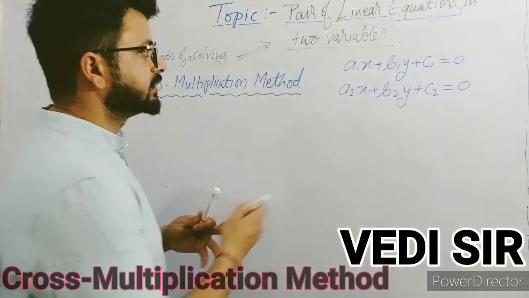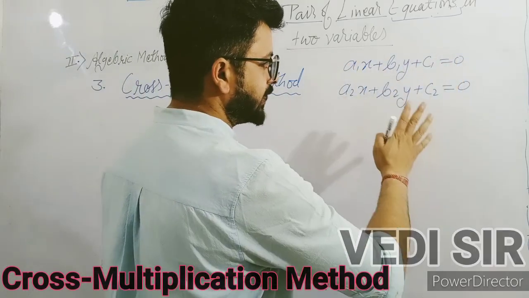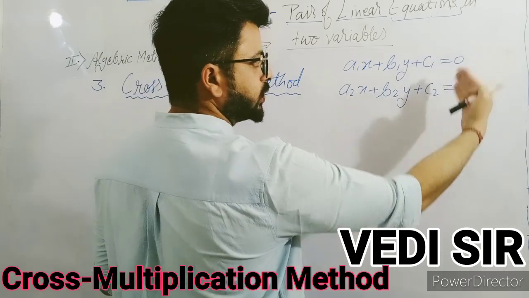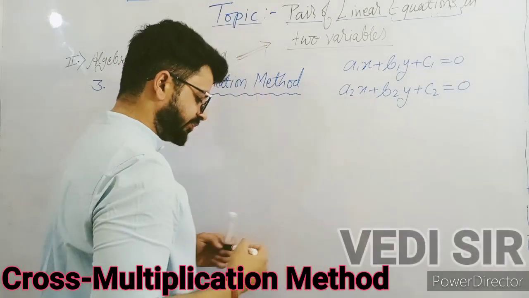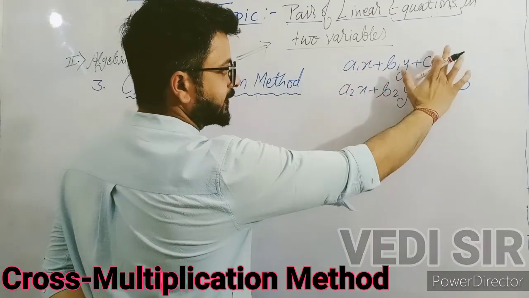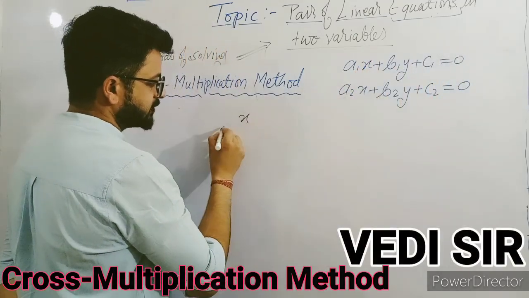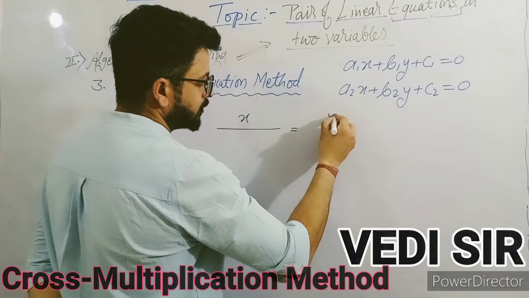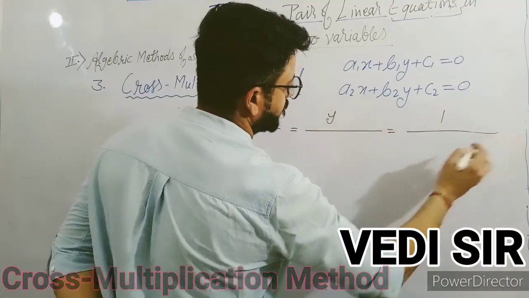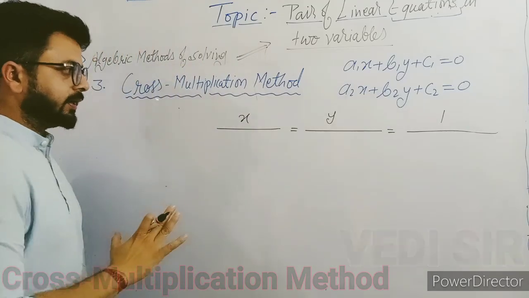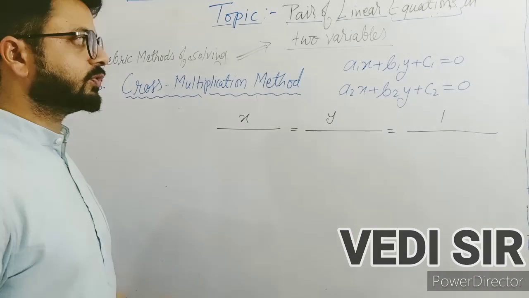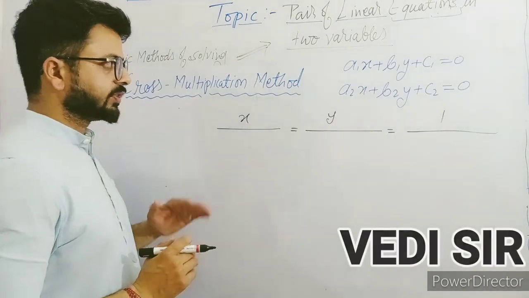Suppose this is the question, and we have to take the equations in this form, that is, we will make both the equations equal to 0. Then the variables x, y, and then the constant: x upon, y upon, and for the constant we'll take 1. Now I'm telling you the method, and afterwards you will get the formula finally.